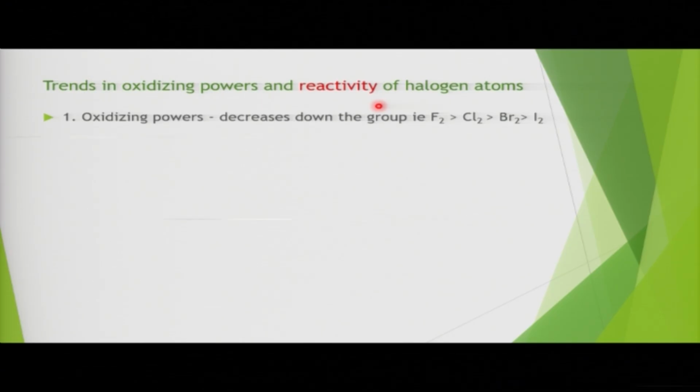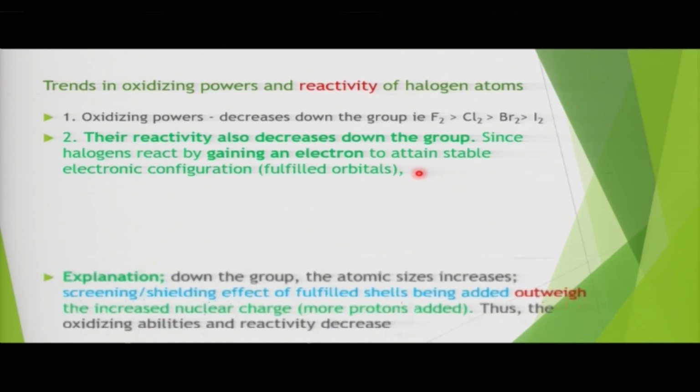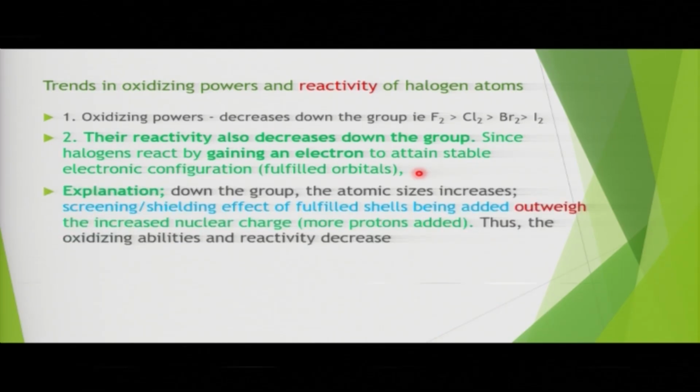The oxidizing power decreases down the group, meaning fluorine is so highly oxidizing compared to iodine. In the same way, the reactivity decreases down the group, meaning fluorine is so reactive compared to iodine. It is the same understanding because they aim at gaining the stable electron configuration by having full-filled shells. So what is the reason behind that?